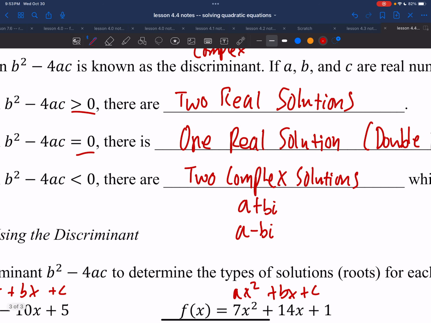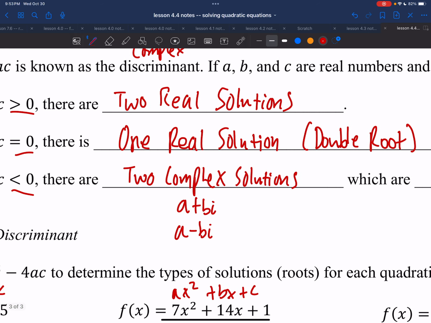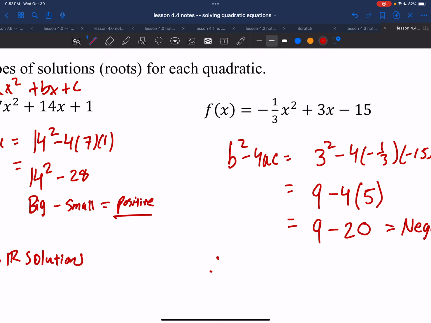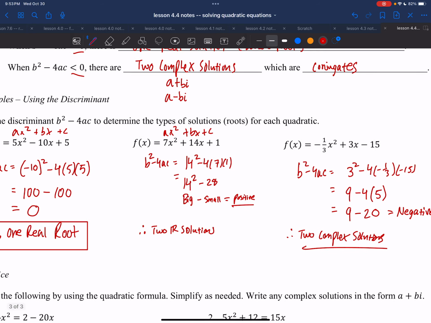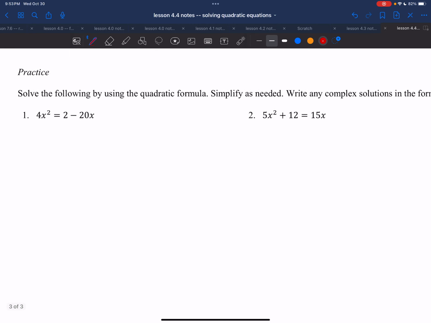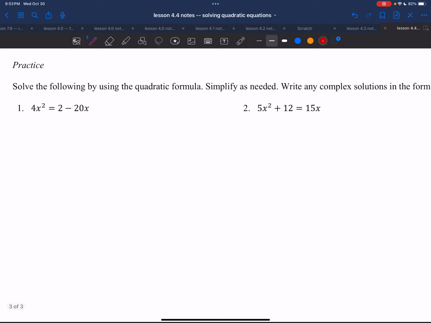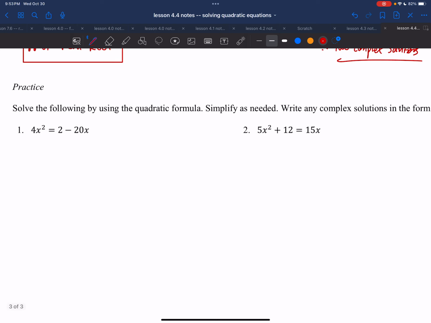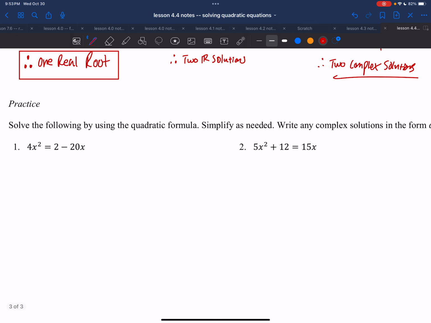Therefore, if the discriminant is negative, there's 2 complex solutions. Therefore, 2 complex solutions. And we're done. Okay, nice. We have a few more examples, and we're pretty much done with the video. Okay? It says solve the following by using quadratic formula and simplify as needed. Okay, and I'll do that in a moment.